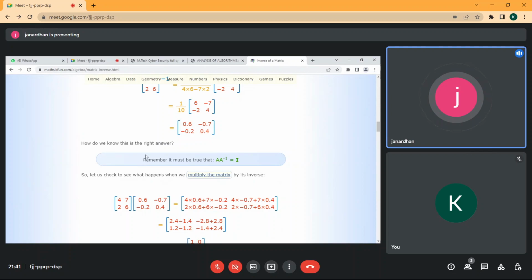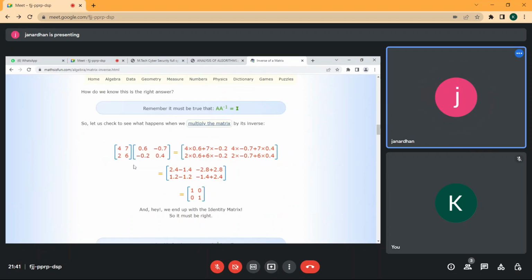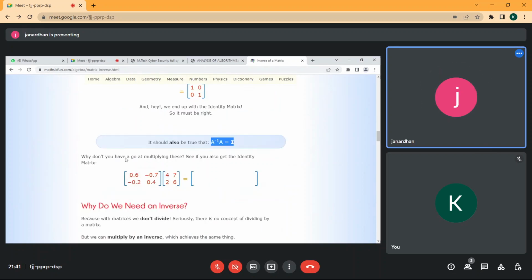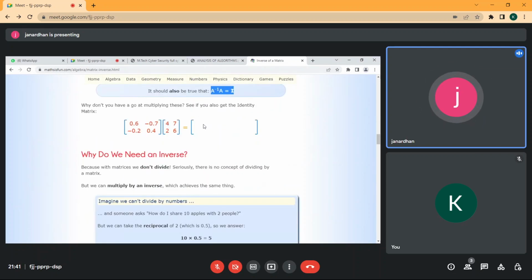Remember, it must be true that A into A inverse equal to I. Calculate this value: 4, 7, 2, 6 into 0.6, minus 0.7, minus 0.2, 0.4. Then we will get 1, 0, 0, 1. Similarly, A inverse into A equal to I. So A inverse into A is also I.